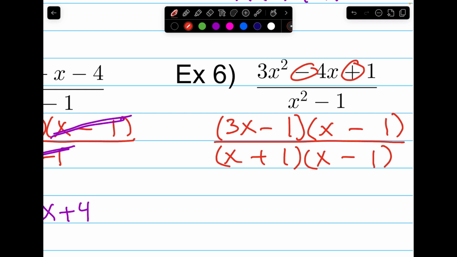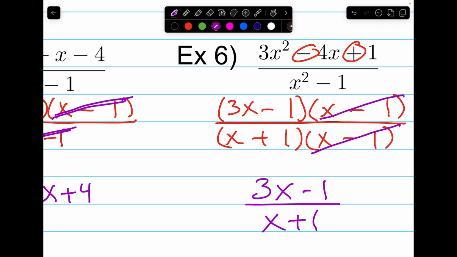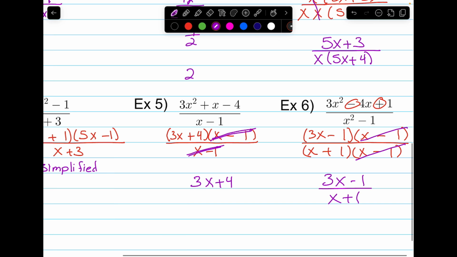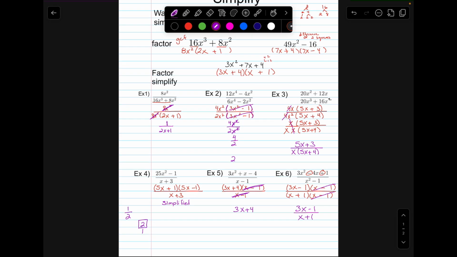Okay. So all these are binomials. Is there a pairing of binomials that cancel out? It is. It's these two. And so what am I left with? 3x minus 1 over x plus 1. That's it. That's all. Those are your two steps. Factor it out first. That's this step in red. And then simplify it by making ones. Remember, if it's a binomial, you have to cancel out with another matching binomial. And it has to match perfectly.